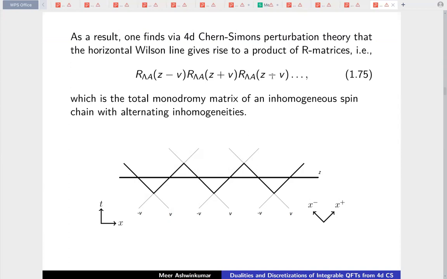So this is basically the total monodromy matrix of an inhomogeneous spin chain with alternating inhomogeneities, because when we discretize, we end up with line operators which have alternating inhomogeneities, as long as we start with surface defects at two points which are different in 4D Chern-Simons theory. So if you have one chiral surface defect at V and one chiral surface defect at minus V, the resulting spin chain after discretization will have total monodromy matrix of this form. And then one can go on to solve for the spin chain using the standard Bethe ansatz techniques.